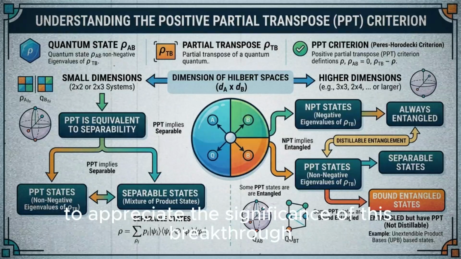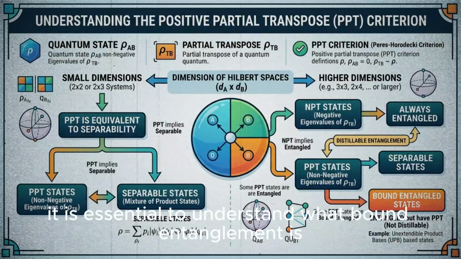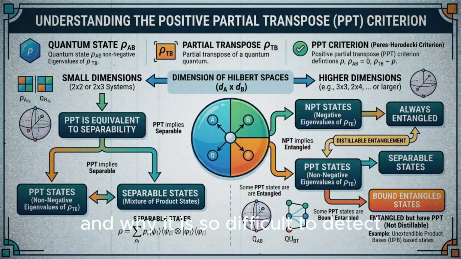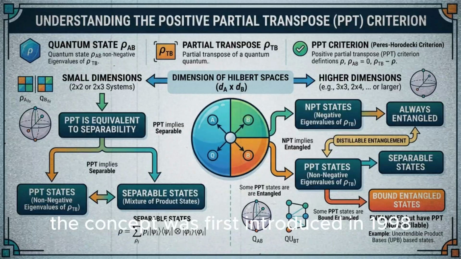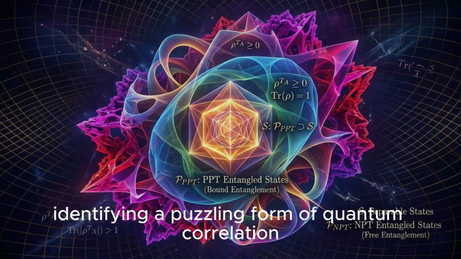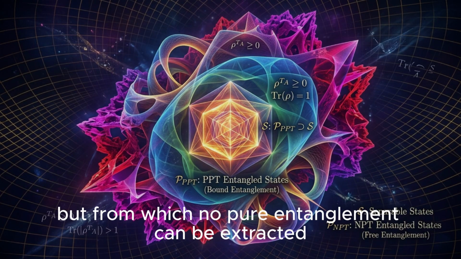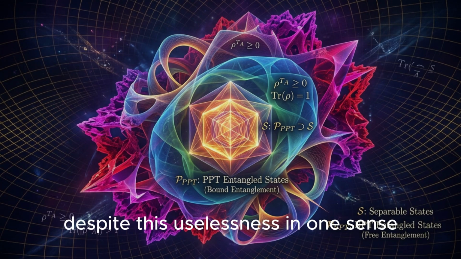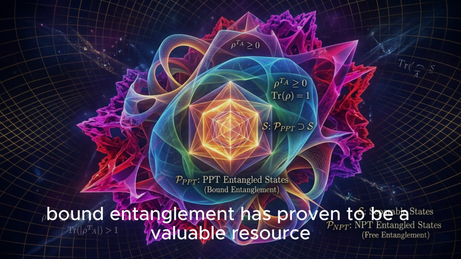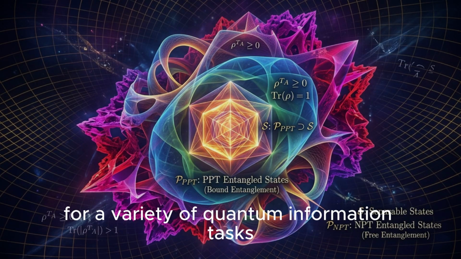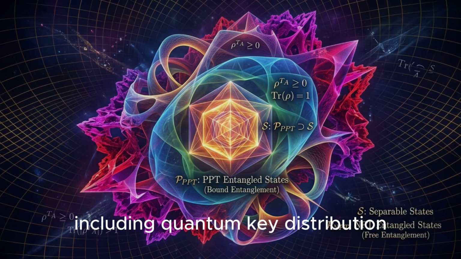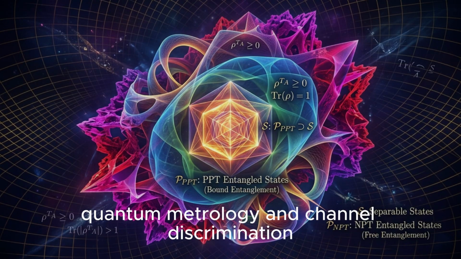To appreciate the significance of this breakthrough, it is essential to understand what bound entanglement is and why it is so difficult to detect. The concept was first introduced in 1998, identifying a puzzling form of quantum correlation that is genuinely entangled but from which no pure entanglement can be extracted. Despite this uselessness in one sense, bound entanglement has proven to be a valuable resource for a variety of quantum information tasks, including quantum key distribution, quantum metrology, and channel discrimination.